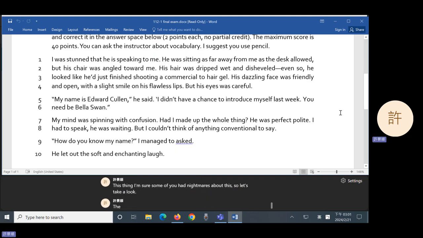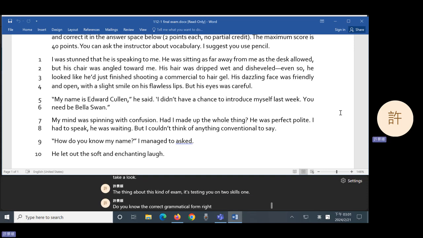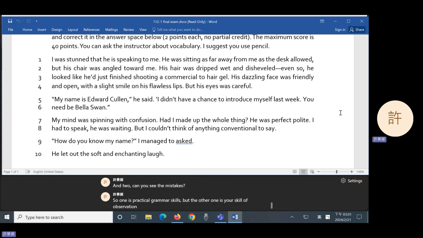The thing about this kind of exam, it's testing you on two skills. One, do you know the correct grammatical form, right? And two, can you see the mistakes? So one is practical grammar skills, but the other one is your skill of observation. You can have perfect grammar, but it will be no use if you can't see where you need to use it.